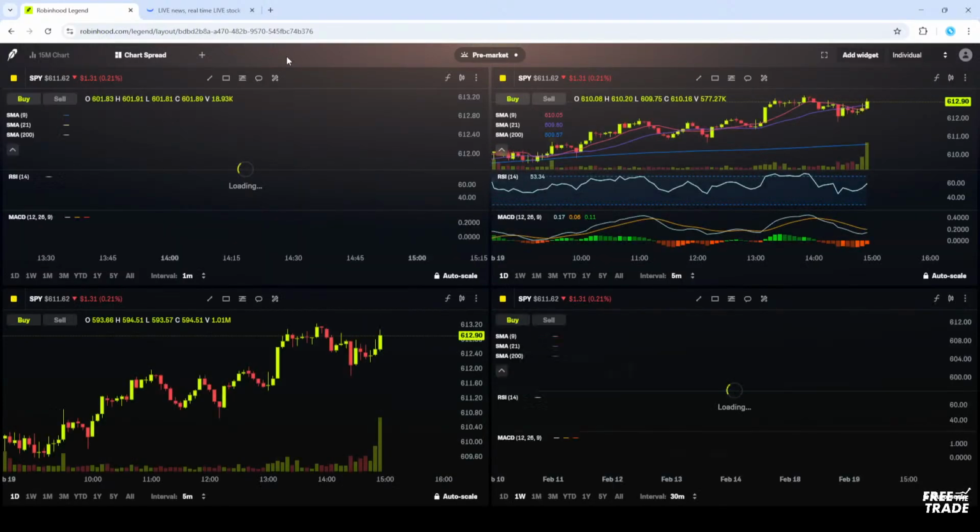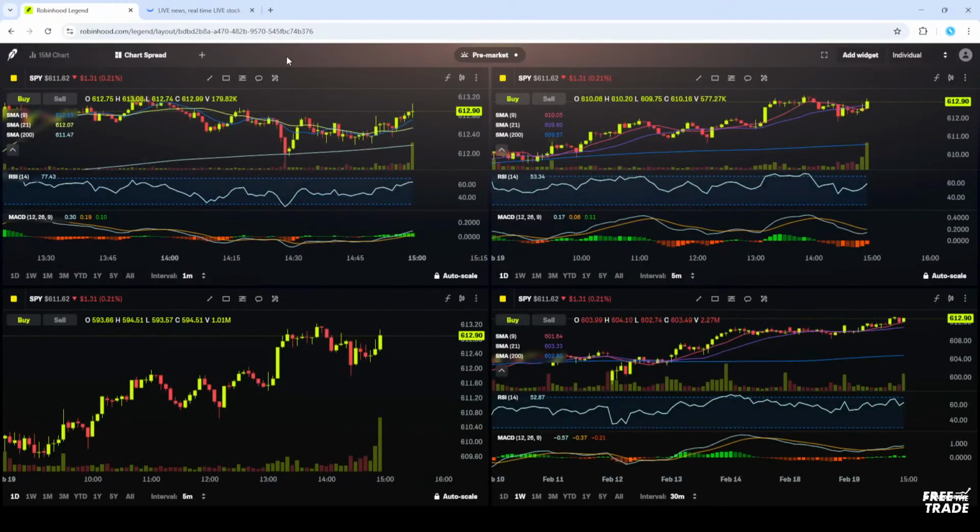So here I'm using Robinhood Legend. It's one of the browser-based charts that the Robinhood app offers. It's a neat little tool. It's not as intuitive or as detailed as some of the others.